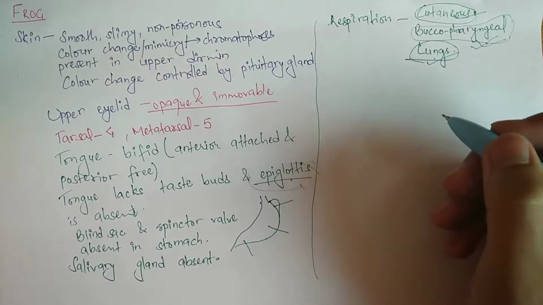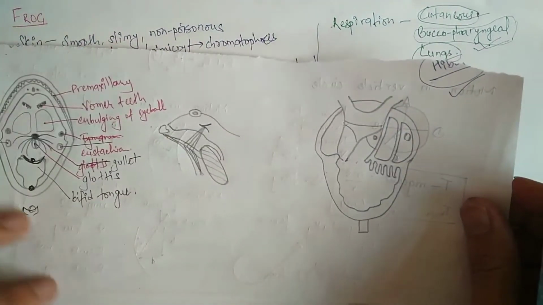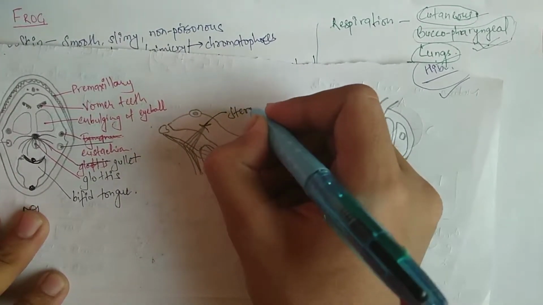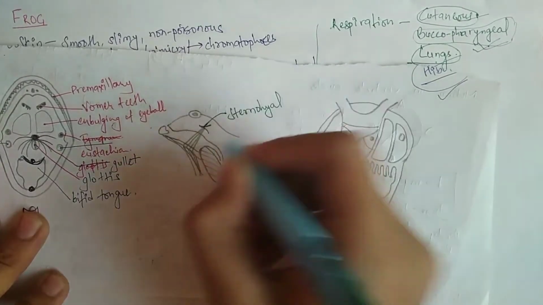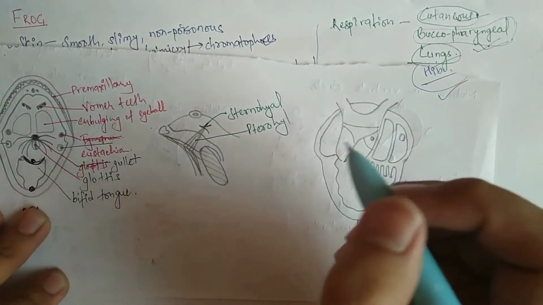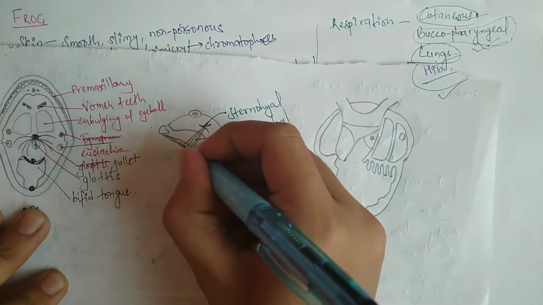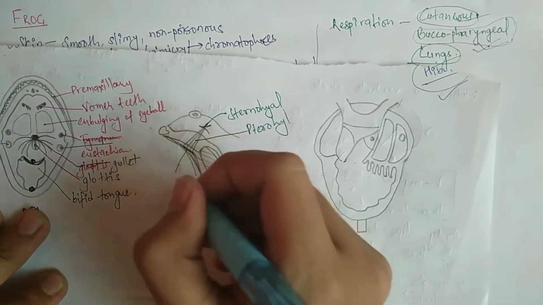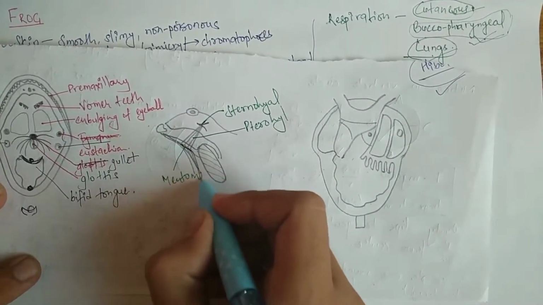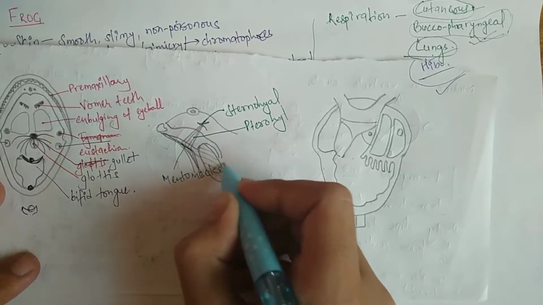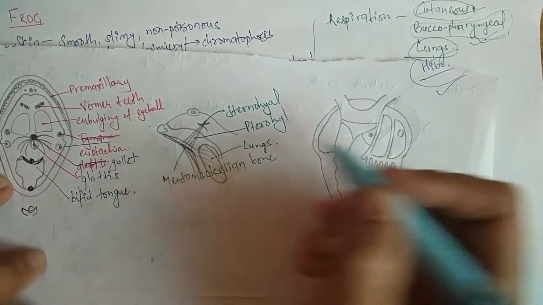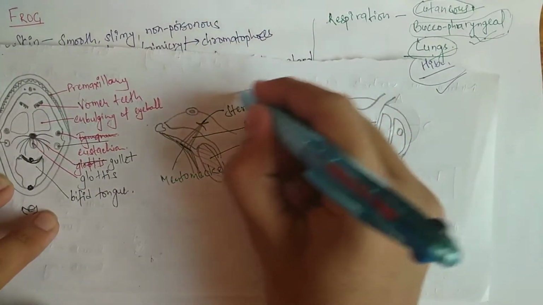In case of lung respiration, there are two bones, sternohyal and petrohyal. And there is one supporting bone, mentomeckelian bone, and this is the lungs. So the main part here is of sternohyal and petrohyal.